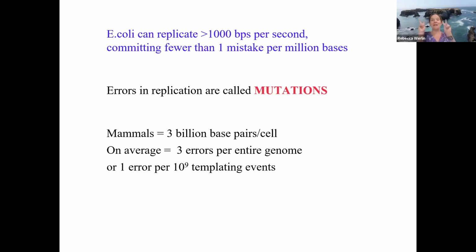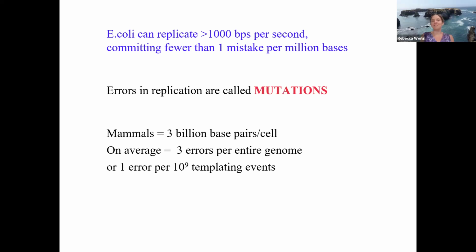And E. coli is messy at mutations, and that's how it evolves: by having mutations. So yes, it does check to make sure that things are right, but it's kind of not great at it, and it kind of wants to make mistakes so that it can evolve and change quickly. And so less than one mistake per million bases is messy for a living cell.